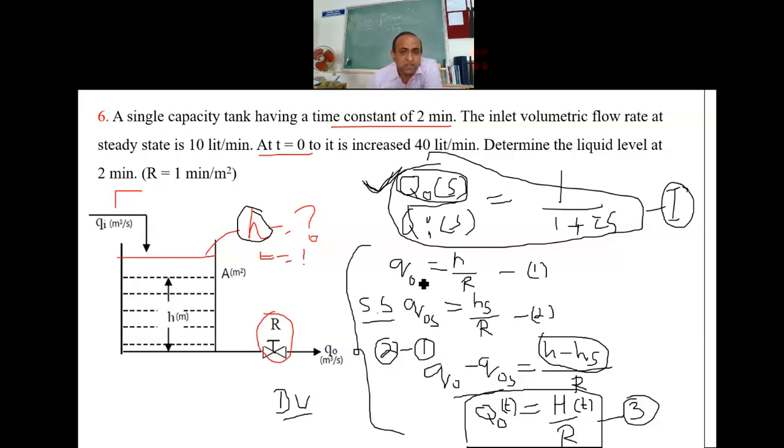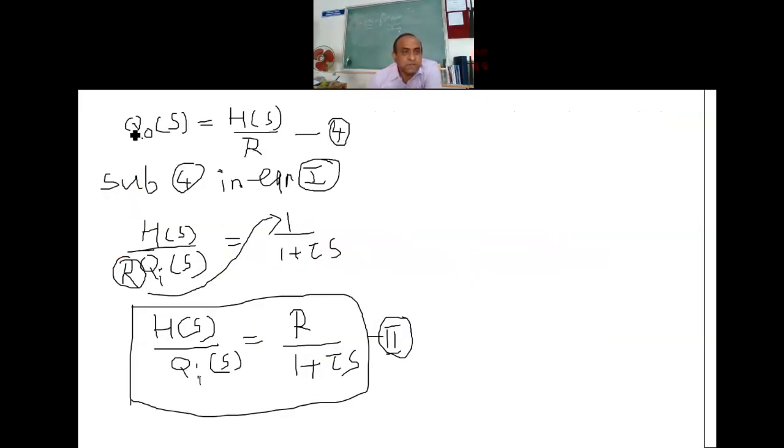Standard steps. Q naught equals H by R, you know. I apply steady state, then subtract, then deviation variable. I got equation 3. Then I took the Laplace of this. So finally, you got equation 4. Substitute. Finally, this is it.